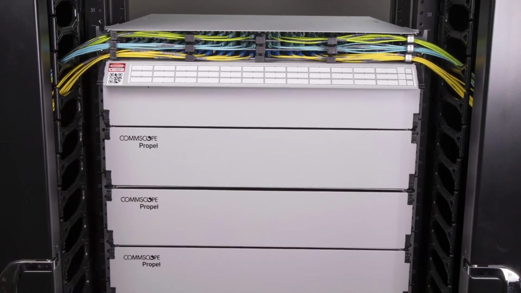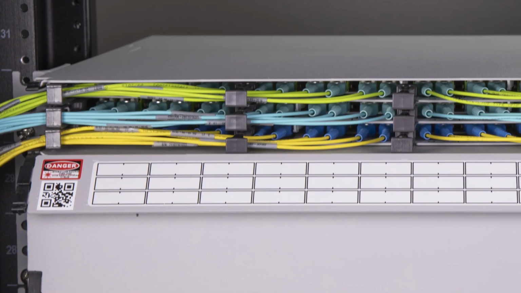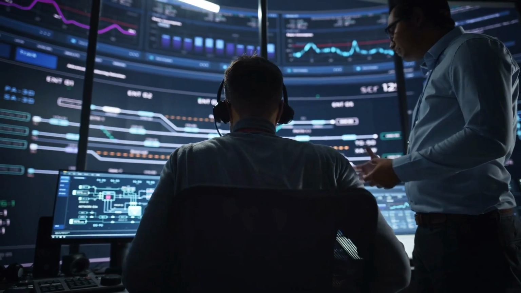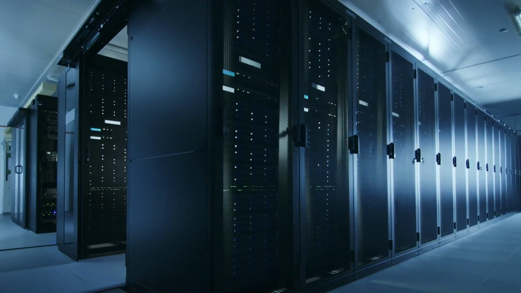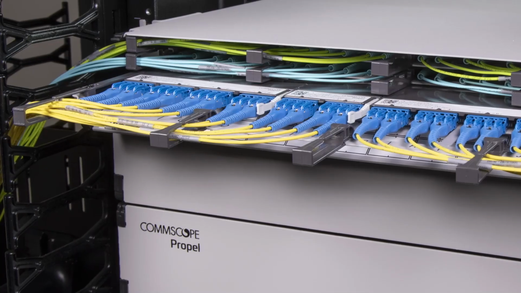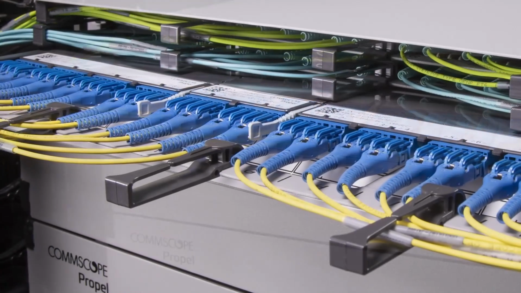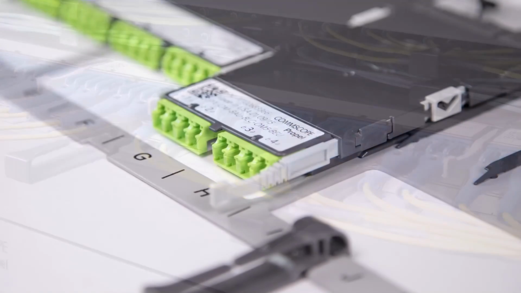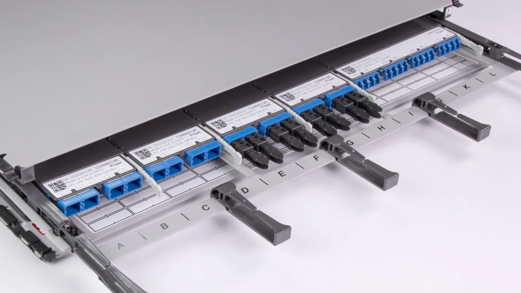Since the Propel system uses ultra-low loss connectivity across the portfolio, multiple network generations can be supported using the same cabling. This performance is critical to support the migration to higher data speeds, such as 40G, 100G, and beyond. The Propel fiber platform ensures that your network infrastructure is ready to handle next-generation bandwidth requirements. With Propel, adapting your network to meet the evolving needs of your applications and stakeholders is easy, straightforward, and fast.